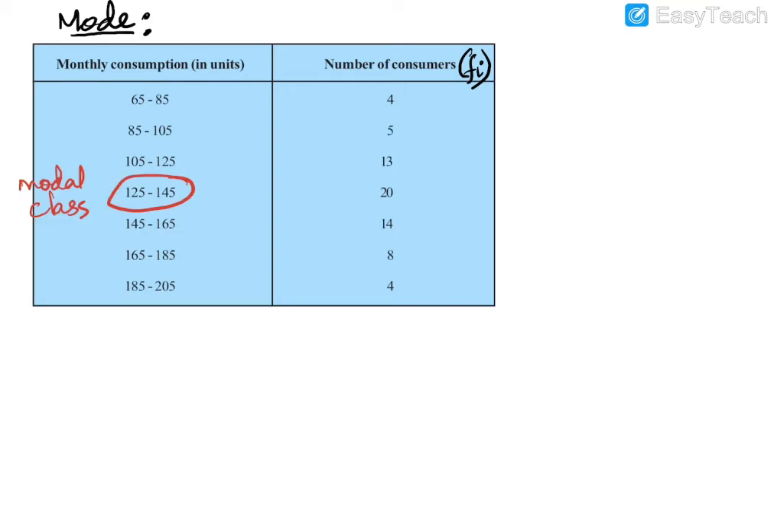So frequency of class preceding the modal class will be f0. Frequency of modal class will be f1. Frequency of class succeeding the modal class is f2. So the lower limit is 125. Class size h is 145 minus 125, that is equal to 20. And we have all other values that need to be substituted in the formula of mode.